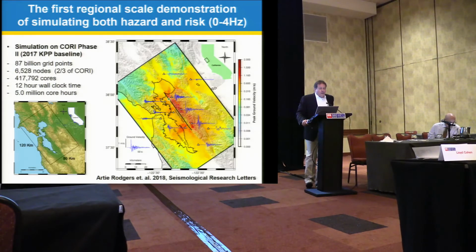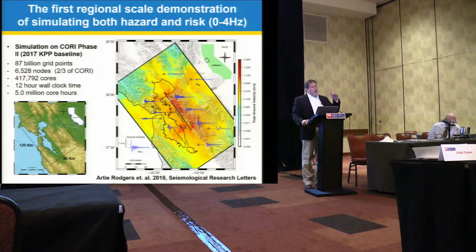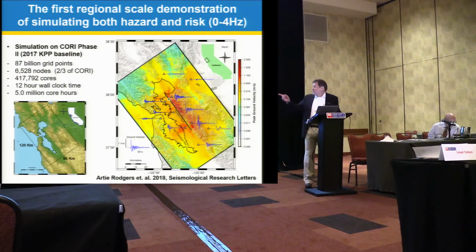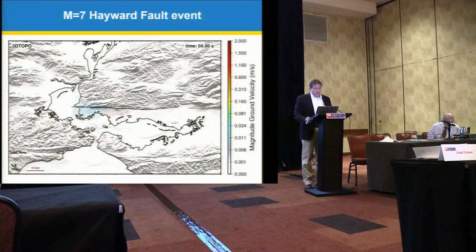We resolved it to about 4 hertz, 87 billion grid points, used 470,000 cores and about 12 hours of wall clock time. And I will show you a plot at the end that in the last 4 or 5 months, we have cut that time in half for running this earthquake and can now do it in about 6 hours, which is tremendous advancement. So we've got a long ways to go. But this was just recently documented in a Seismological Research Letters paper that Artie Rogers was the first author on.